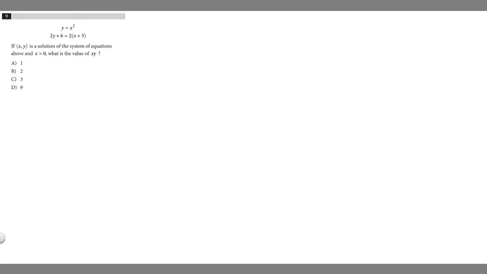So in this problem, we're told that if (x, y) is a solution of the system of equations above and x is greater than 0, what is the value of x times y? And so we're given this system of equations: y equals x squared, and 2y plus 6 is equal to 2x plus 3.